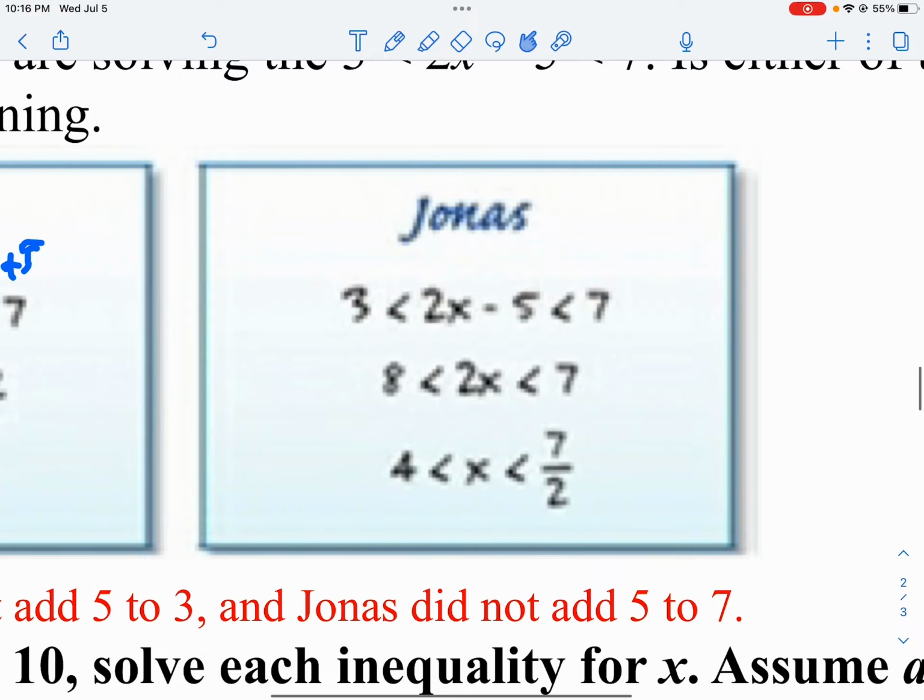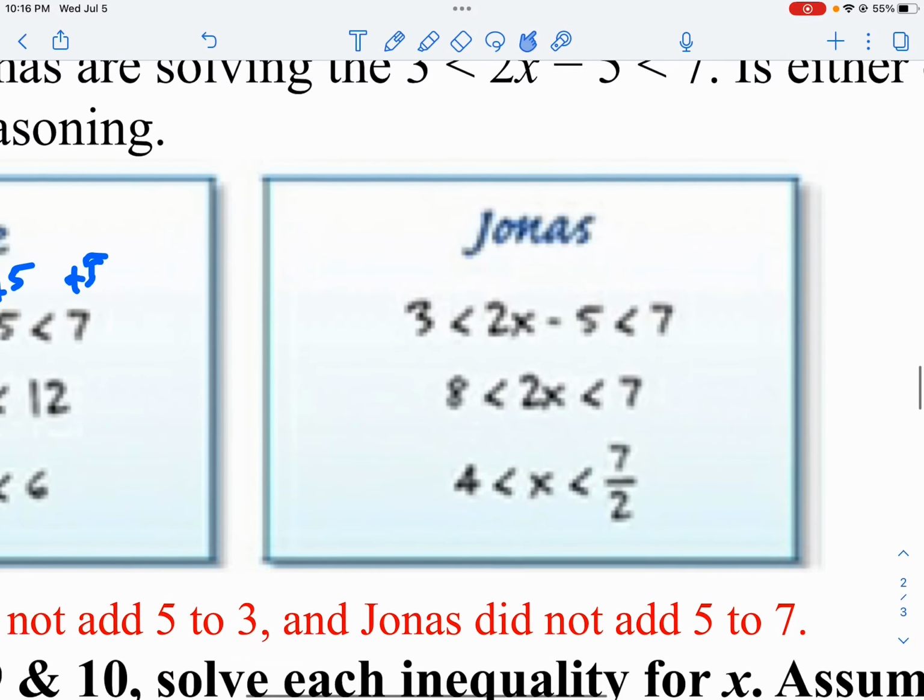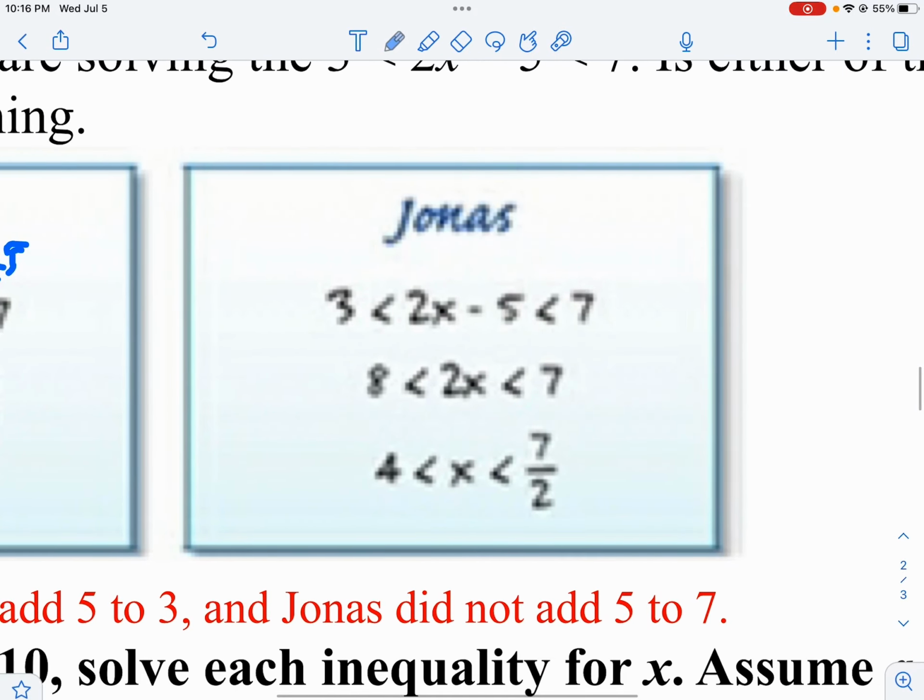Let's go to Jonas, and we'll do the same thing. We'll add 5 to both sides. Whoa! Let's add 5 to both sides. When I say both sides, I mean all 3 sides, because it's a combined inequality. Then 3 plus 5 is 8. We did that part. The 5's cancel, so you get 2x. 7 plus 5. Oh, Jonas didn't add the 5 to the 7. So Jonas is not correct.